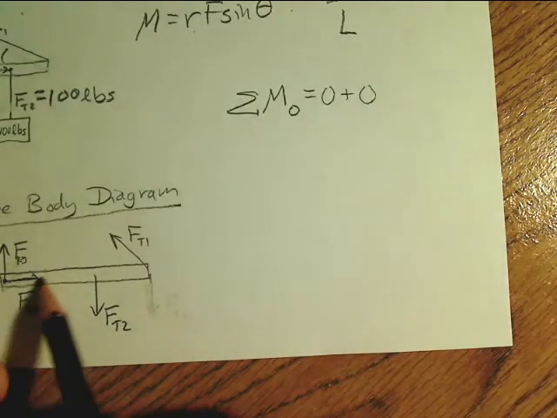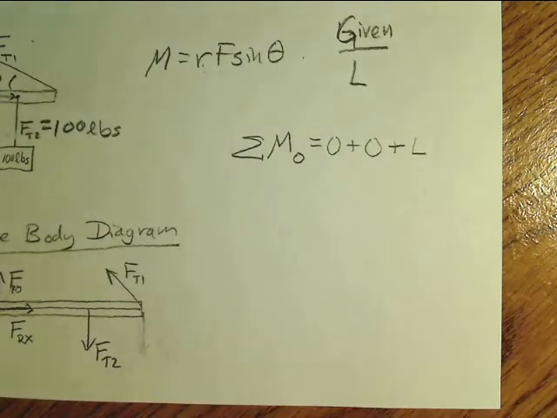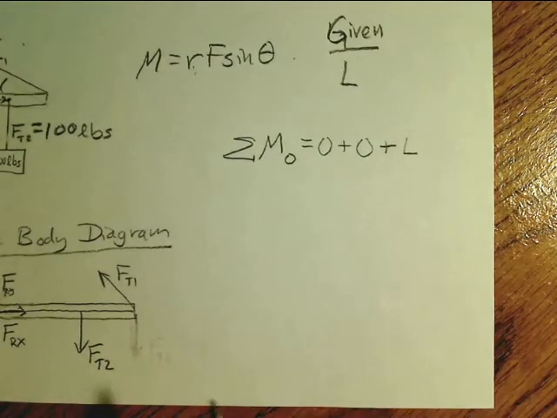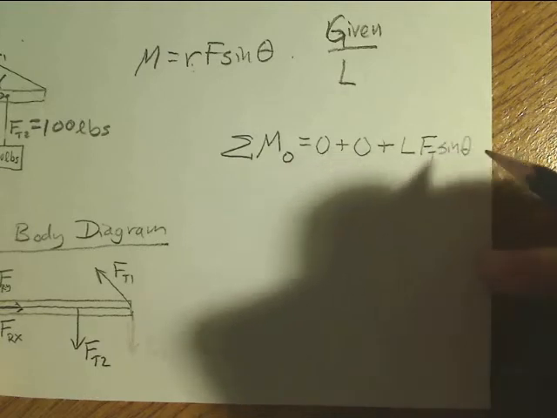So if we look at Ft1, using the right-hand rule, we see that the R is all the way out to there, so this R turns out to be L. It is a positive rotation, Ft1 times the sine of theta.